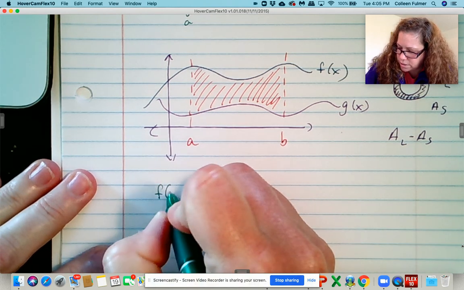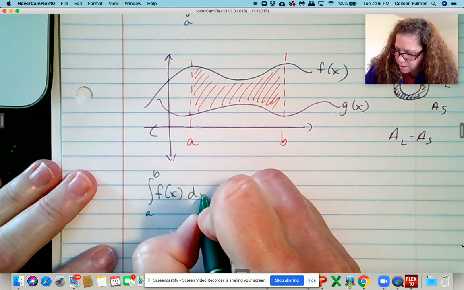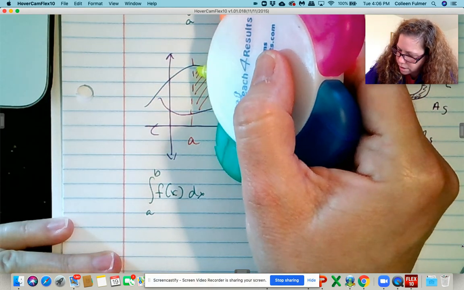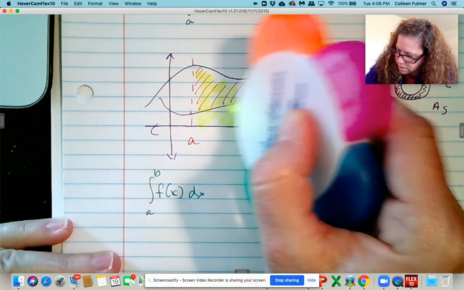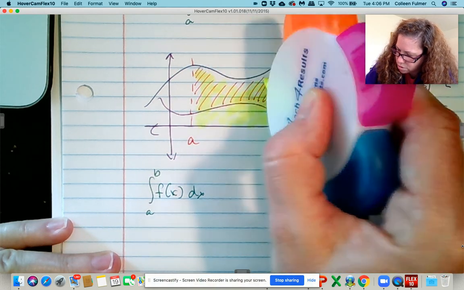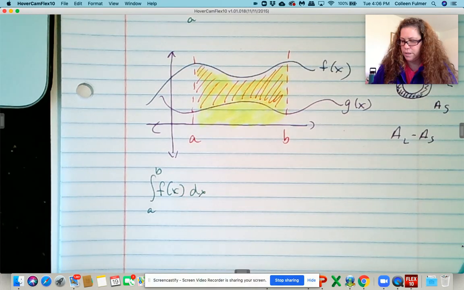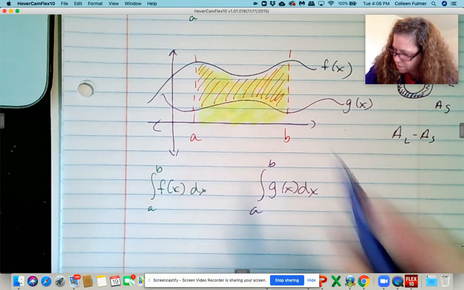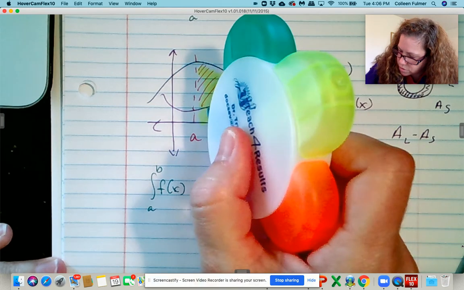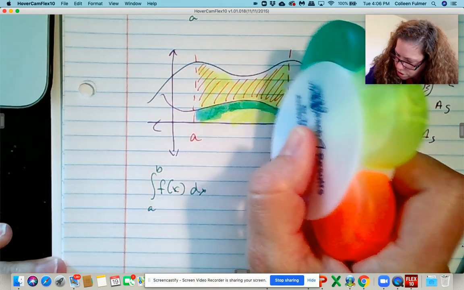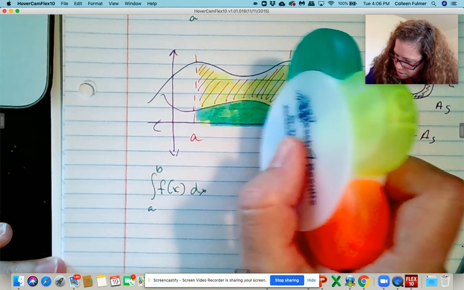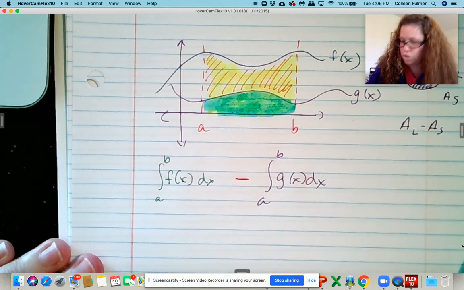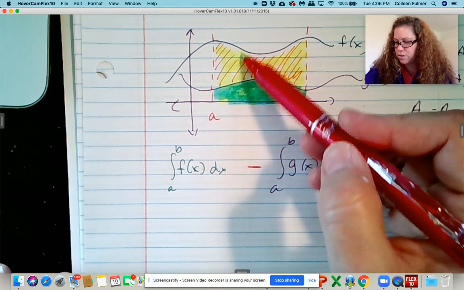If we integrate f of x from a to b, think about what that gives us. Let me grab a highlighter here. That gives us all the area from f of x down to the x-axis. So that's all this area right there. And then let's suppose that we integrate g of x from a to b. That's all the area under g of x, between g of x and the x-axis from a to b. So then if we subtract those two things, that's going to give you the area between the two graphs.